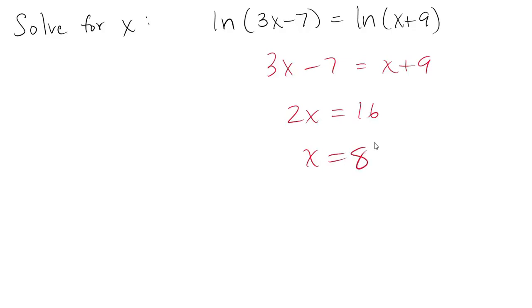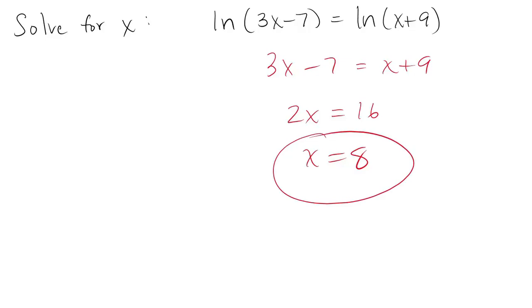x equals 8. And now we have to make sure that this is actually an allowable input to the original function. I know 8 is positive, but that's not the restriction. The restriction is that the input to the logarithm has to be positive. If I plug 8 back in for x, I get 3 times 8, which is 24. 24 minus 7 is 17. That number is positive and we're okay. We also get 17 as the input on the right side. So this really is an allowable input and it is a solution.